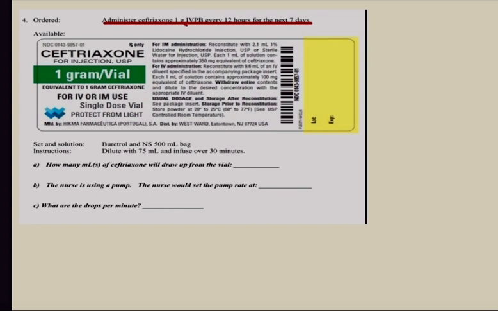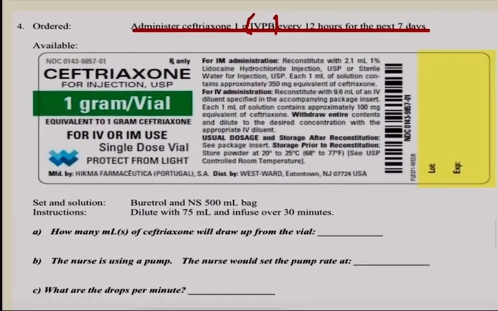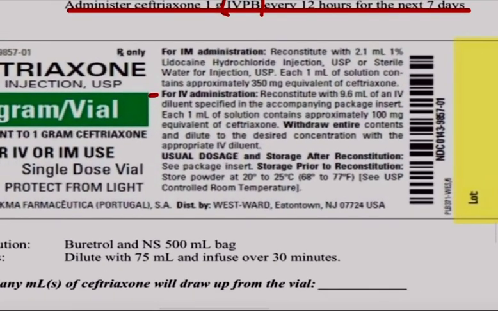So, pretty much, this one says that we should administer ceftriaxone, 1 gram of IV piggyback every 12 hours for the next 7 days. So we want to go ahead and highlight the IV piggyback because we're going to need to read this label in order to figure some stuff out. For IV administration, we're going to highlight that on our label. Then we're going to pull our label up on the screen so you guys can see.